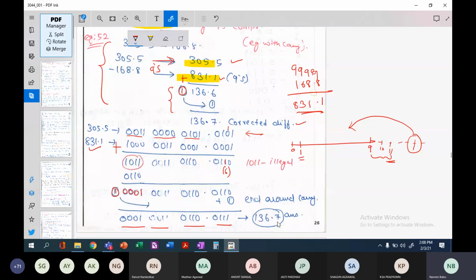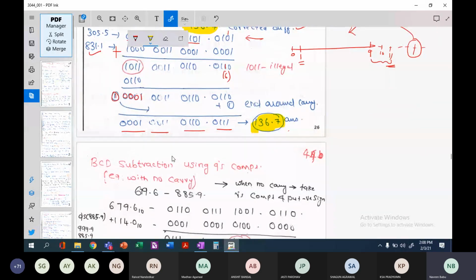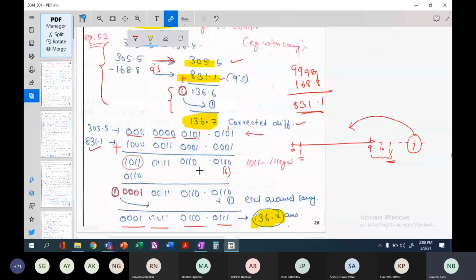Maybe let us take another example where there will be no carry. Here you got a carry, right? So here you got a carry. Let us take another example where you don't get a carry. When you don't get a carry, what does it mean? It means that it is going to be a negative number and you will have to take a further complement of it. That is what the rule says.